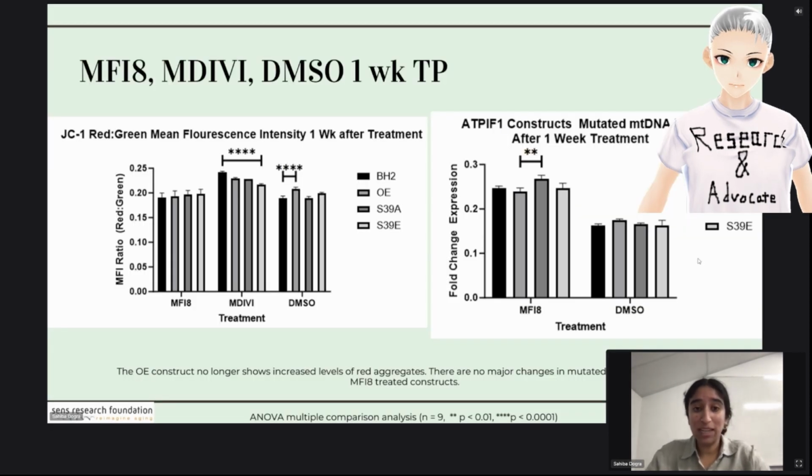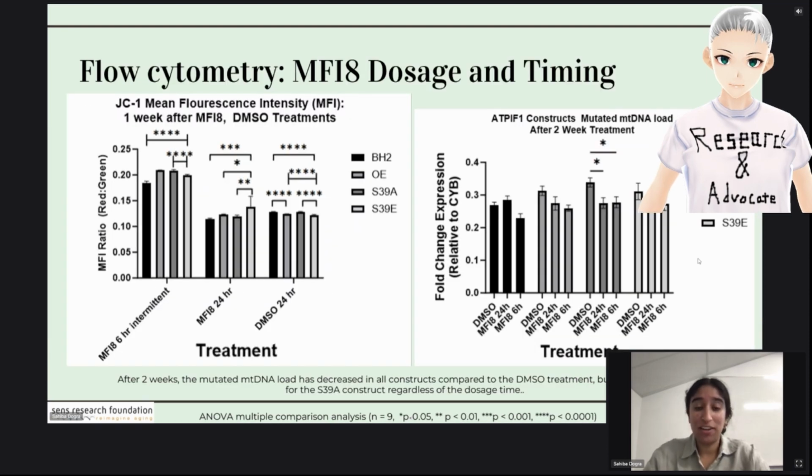However, 1 week after treatment, that effect disappeared. As you can see, the MFI ratios in all of the MFI8 treatments have about leveled out. And further, we also looked at our mutated mtDNA load, and again, all of the constructs have about the same levels. There's no difference that would be physiologically significant. So once again, to troubleshoot, we tried to perturb our dosage and timing of MFI8 treatments to try and enhance that effect that we saw with overexpressed after 24 hours and try to maintain that for longer to see if that could affect our mutated mtDNA load.